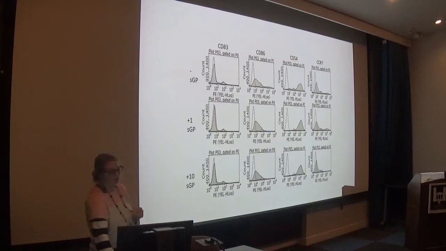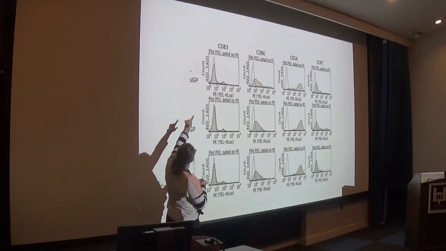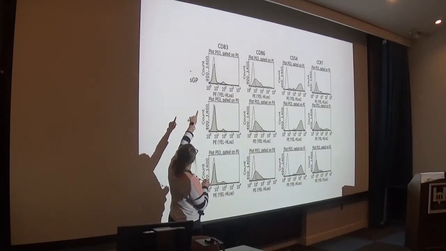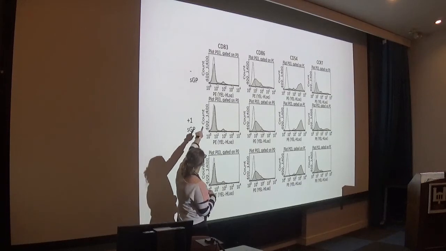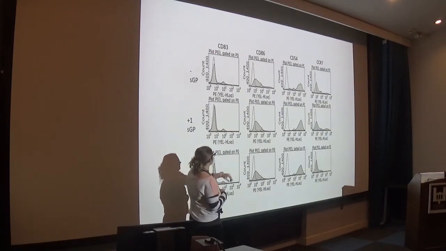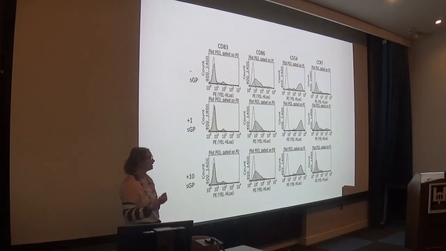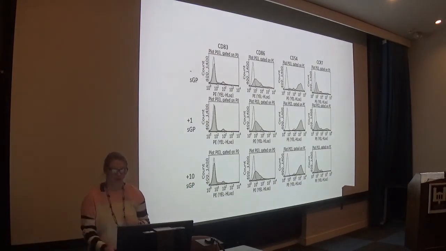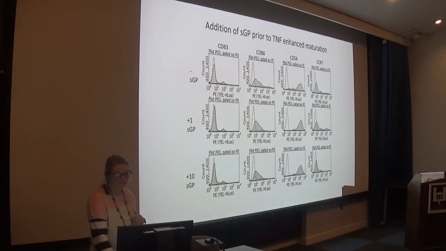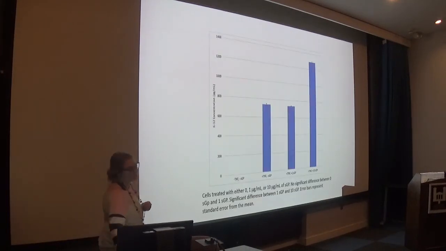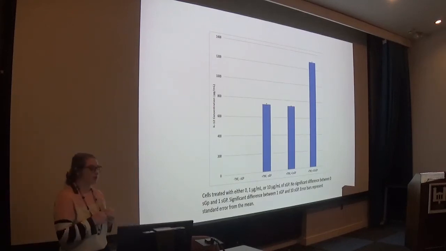And we also saw this in our flow cytometry data as you go down. So those are the mature dendritic cells that have had no sGP added, and as you move down, you see a greater presence of the markers on these dendritic cells, indicating that they have been matured, or their maturation has been enhanced.